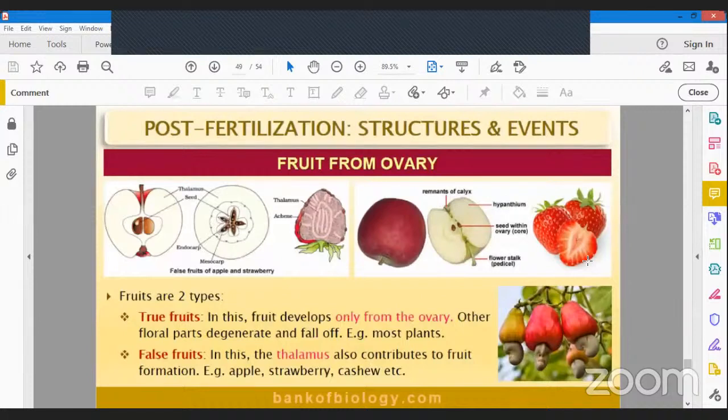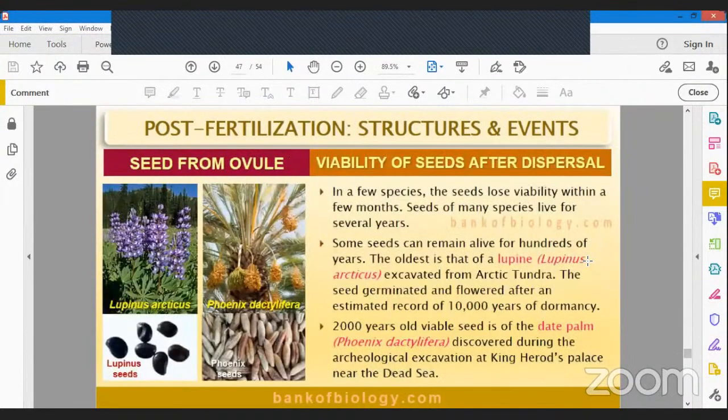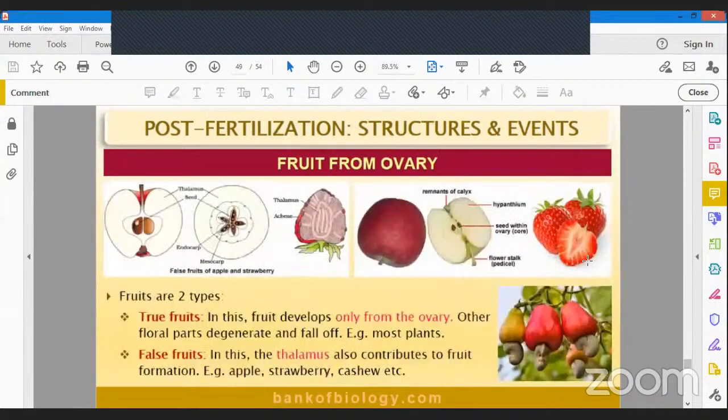Okay. So, for example, from the thalamus. True fruit, one classical example is mango. True fruit. Okay. So the majority of the fruits are true fruits. False fruits, which ones? Where it will develop from parts other than the ovary. Examples: apple, strawberry, cashew. So take it down. This is very, very important, students.